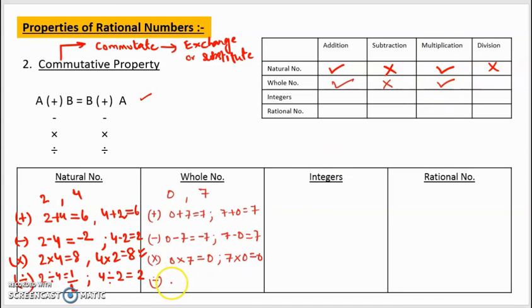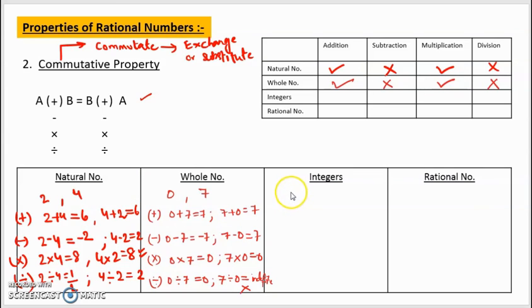Let us perform division now. 0 divided by 7 is 0, while 7 divided by 0 is undefined. So we can see that the results are not the same. Hence, in division, whole numbers do not follow the commutative property. Let us check integers now.